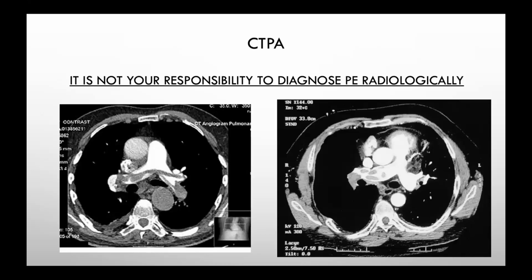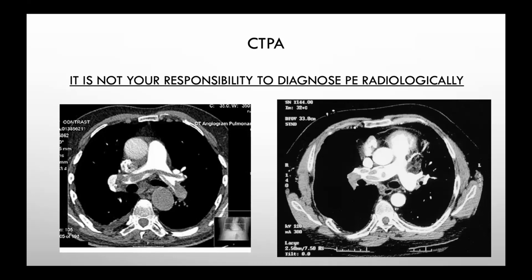And speaking of CTPA, again, the clear thing is it's not your responsibility to diagnose PEs radiologically, but large central PEs can be easy to spot. The first image shows a saddle PE, and you can see that big grey line in the middle of the Y-shaped pulmonary arteries. That big grey line running through it is the saddle embolus. And then you can see those dots in the right pulmonary artery on the next CT. Those are all filling defects in keeping with a PE.